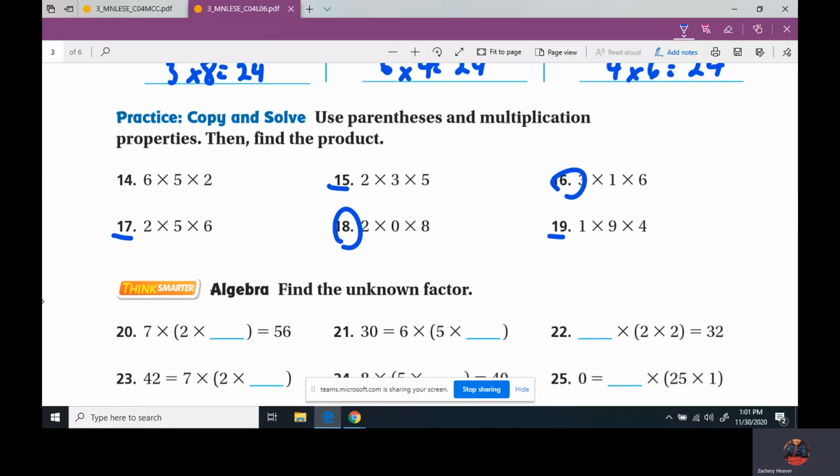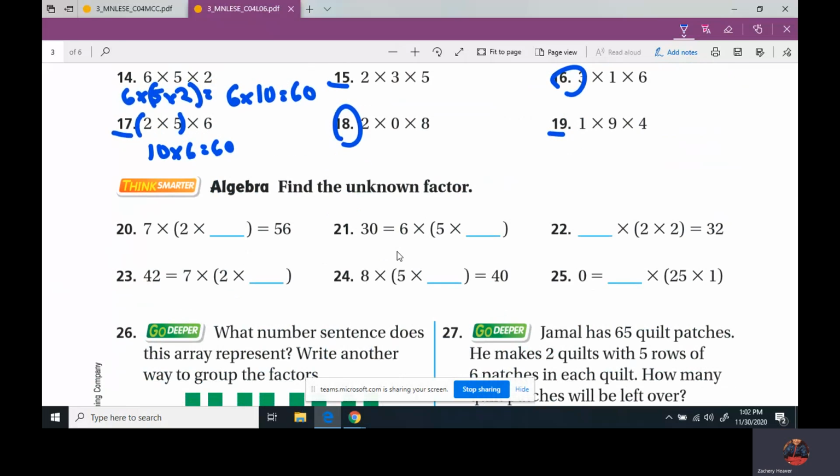So let's say we have 6 times 5 times 2. What numbers can I group together to make it easy? The 5 and the 2, because 5 times 2 is 10. So now we have 6 times 10, which equals 60. The 6 stays the same. So I did that one for the boys, and for the girls, we have 2 times 5 times 6. What numbers can I group together to make it easy? The 2 and the 5, because 2 times 5 is 10. 10 times 6 is 60. All right?